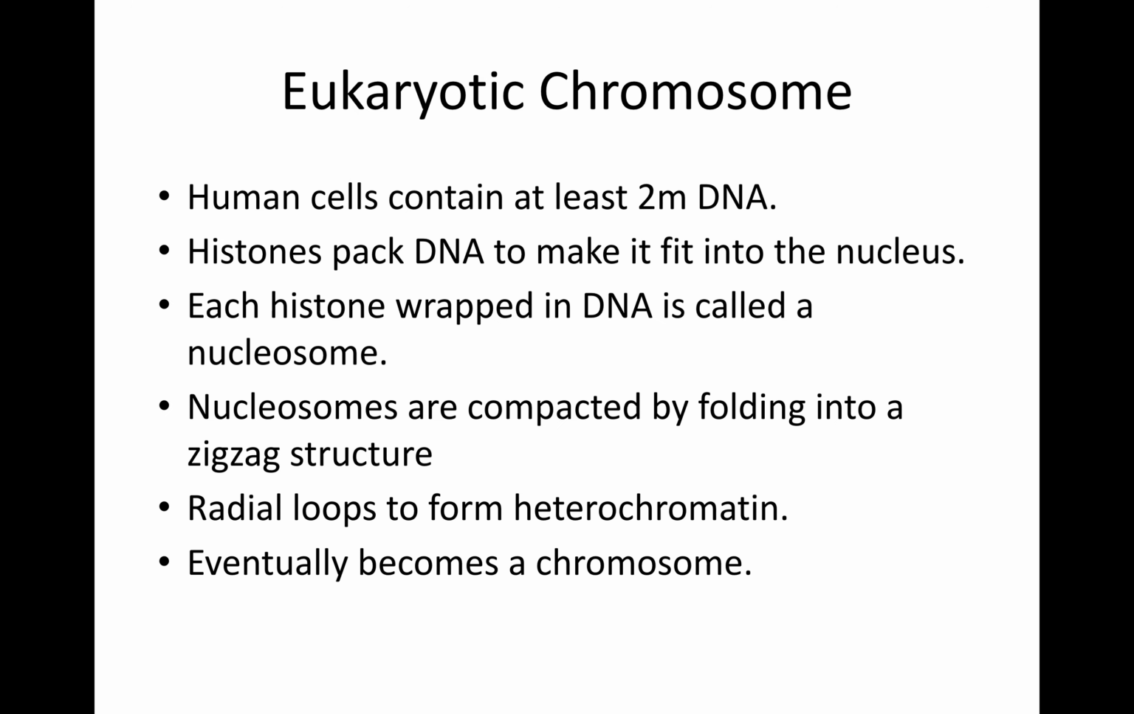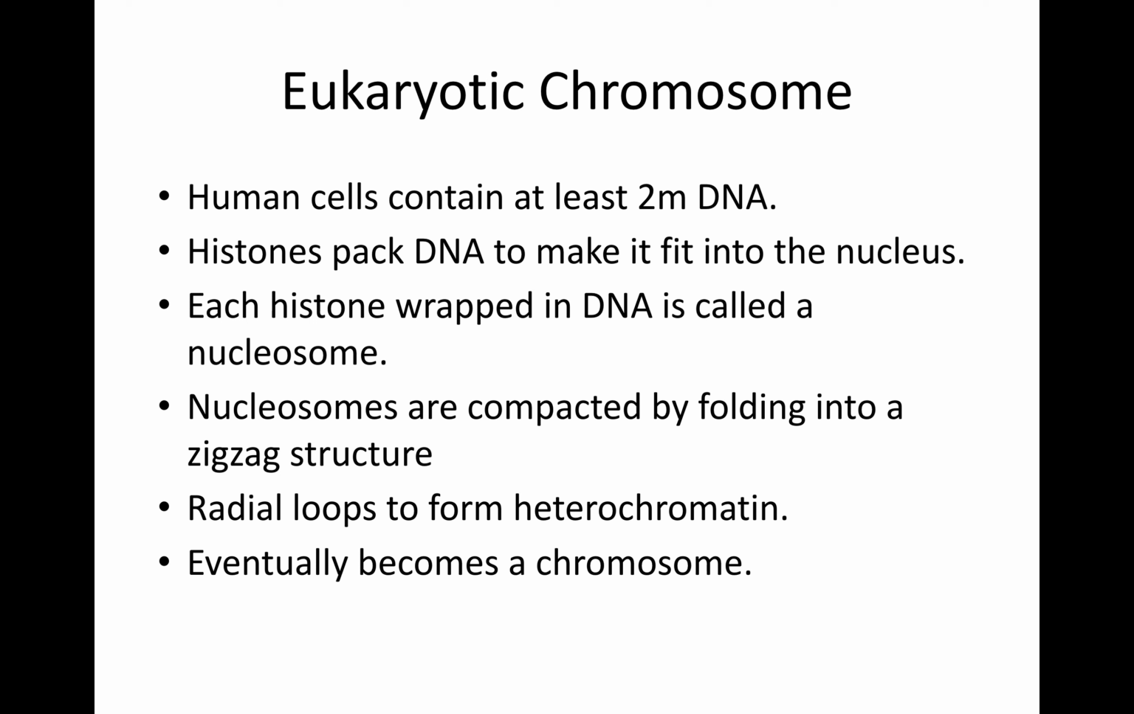Human cells contain at least 2 meters of DNA. Do y'all know how crazy that is? That's 6 feet. I think I'm right. You can write me on Schoology if I'm not right. 1 meter is 3 feet. 6 feet of DNA in one cell. We can't even see a cell with our eyes. That's nuts to me. But how does it get compacted so much? Well, these things called histones are why. They pack DNA to make it fit into the nucleus. Each histone wrapped in DNA is called a nucleosome. So I would underline histone and I would underline nucleosome.